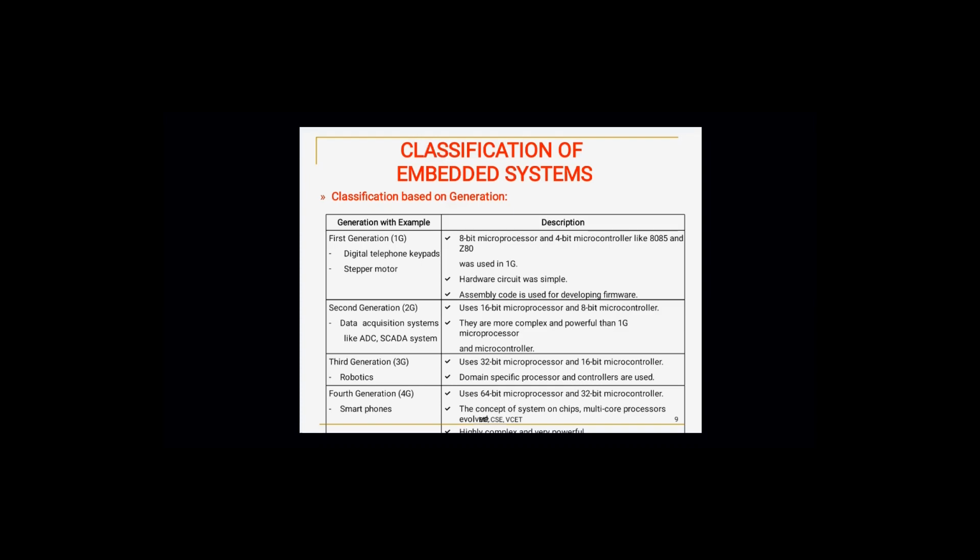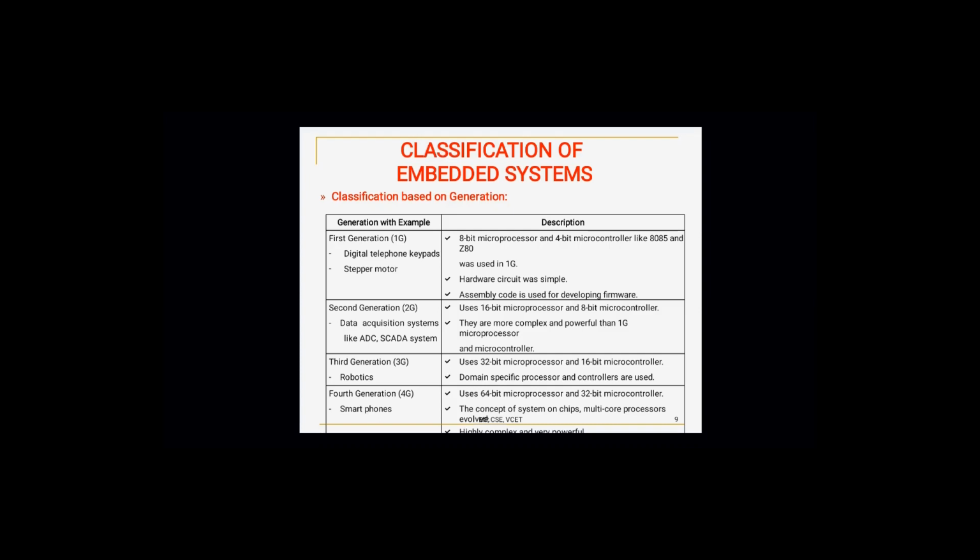But go to your textbook. In the textbook they have clearly mentioned 4 types. In the exam they might ask you to generally explain the classification of embedded systems, or they might specifically ask to explain the classification based on generation or the classification based on performance. So here there is a classification based on the generation.